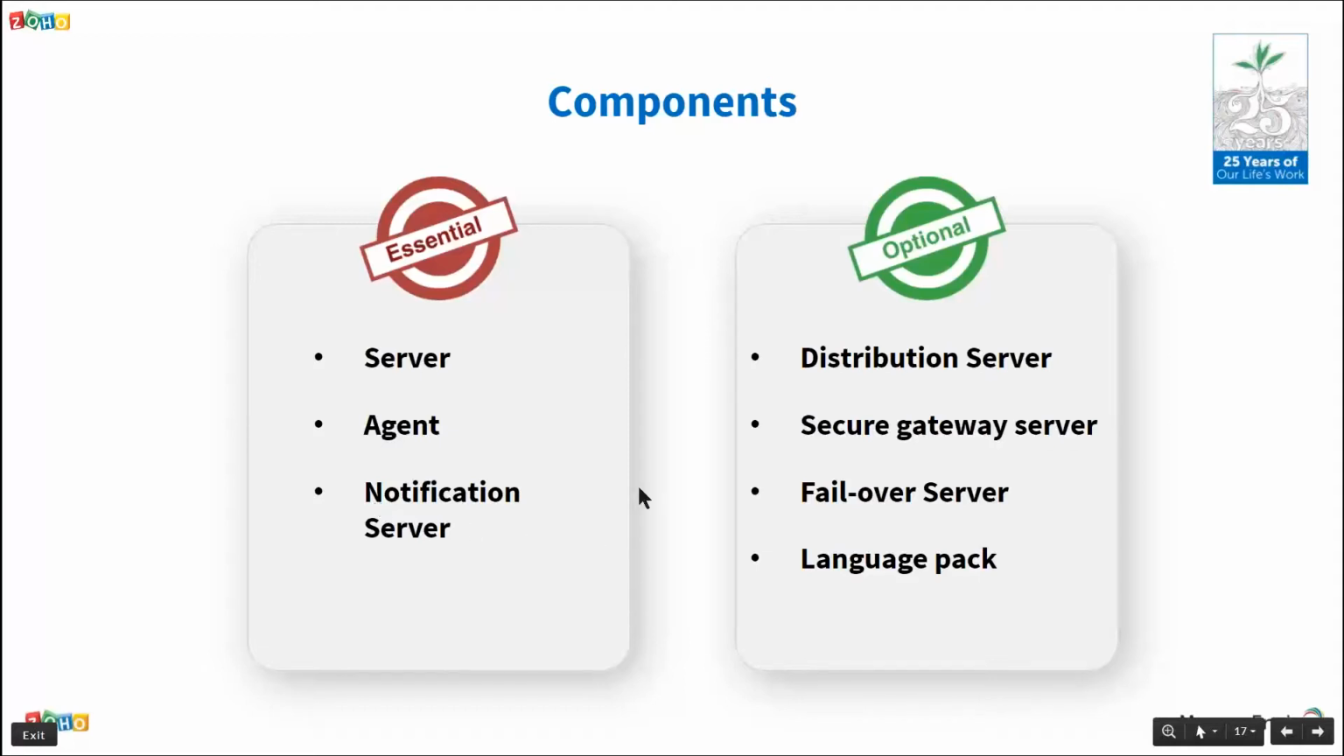When we look at optional components, we have distribution server, which serves as a repository for patches, software, and scripts that you can deploy to the machines in remote offices. And you can also create unique replication policies for each location. Then we have secure gateway server, which is useful to manage the machines that are not part of your LAN or VPN and are connecting over the internet directly.